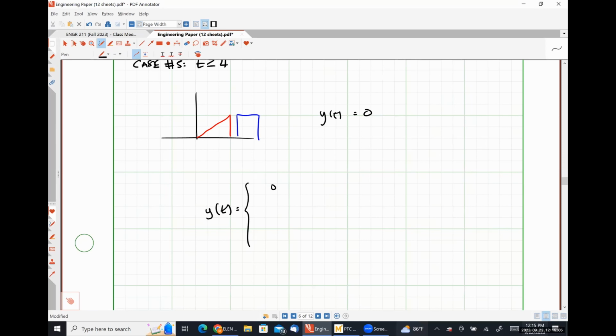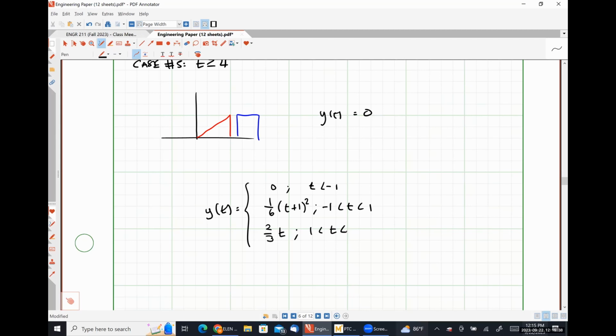0 for t less than negative 1. It'll be 1/6 of t plus 1 squared for negative 1 less than t less than 1. It will be 2/3 t for 1 less than t less than 2.